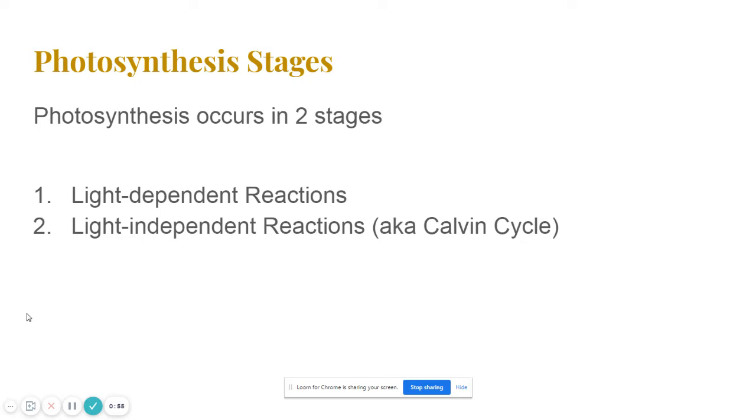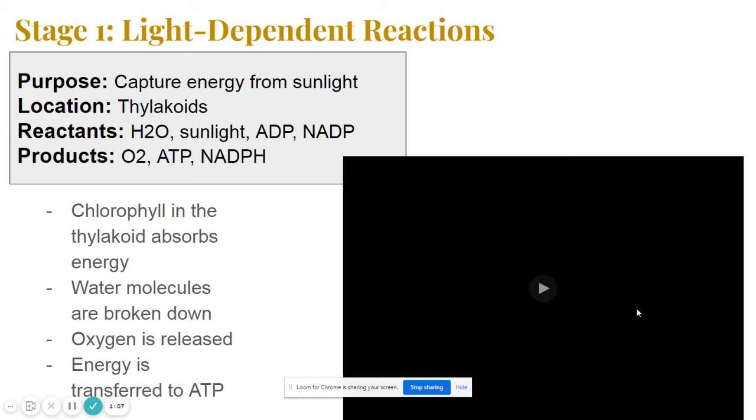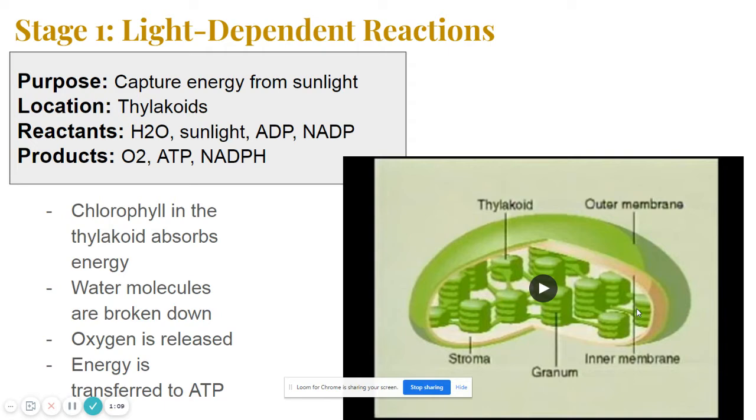So, like we mentioned, photosynthesis happens in two stages. Light-dependent reactions happen first, and this is followed by the light-independent reactions, which are sometimes known as the Calvin cycle. Let us focus on the light-dependent reactions first.